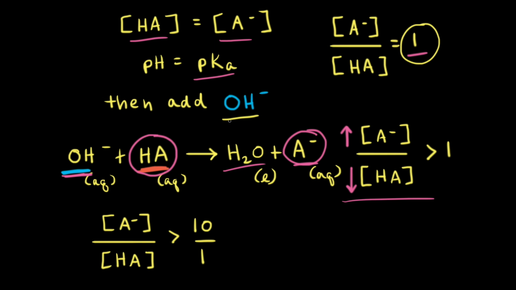However, as we add more and more hydroxide anions, the ratio keeps increasing, and when the ratio is greater than 10, the buffer solution is usually no longer effective at resisting large changes in pH. Therefore, once we pass this point, if we try adding some more hydroxide anions, the pH of the solution would change dramatically because the buffer system is no longer effective.